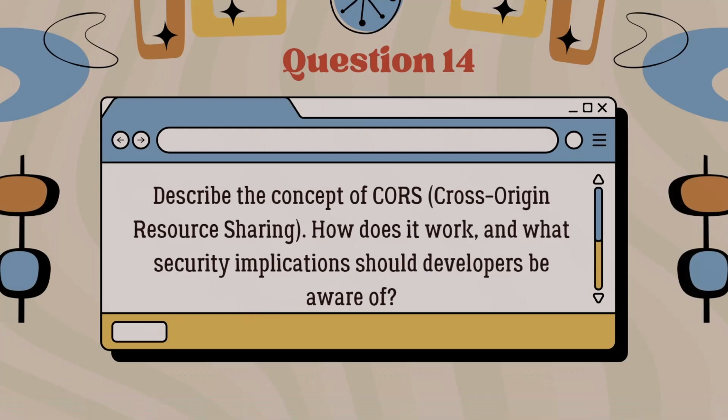Now, another question is related to CORS, that is cross origin resource sharing. It is also one of the important concepts for you to understand. How does it work? What security implications should developers be aware of?